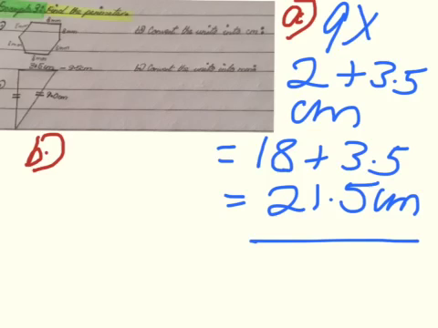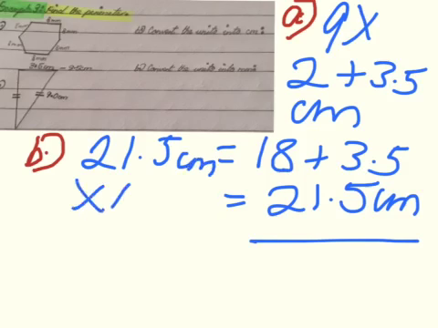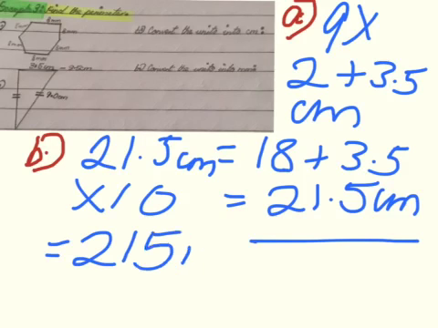Nevertheless, let's look at the next part. Convert the units into millimeters. So 21.5 centimeters into millimeters. As we know, when we go from big to small, it is times. And that is times by 10. So it is 215 millimeters.